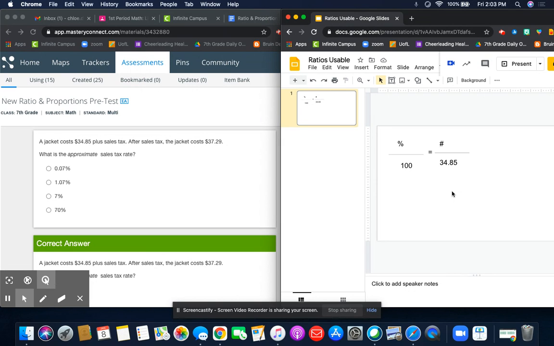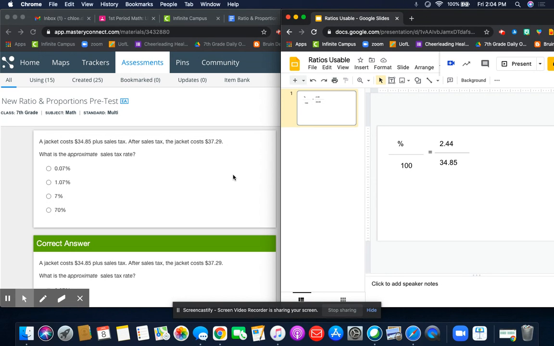So I'm going to take $37.29 minus $34.85. That gives me a value of $2.44. So when I did my percent times my cost divided by 100, I got $2.44. I added those, and that's how I got the final cost of my jacket.